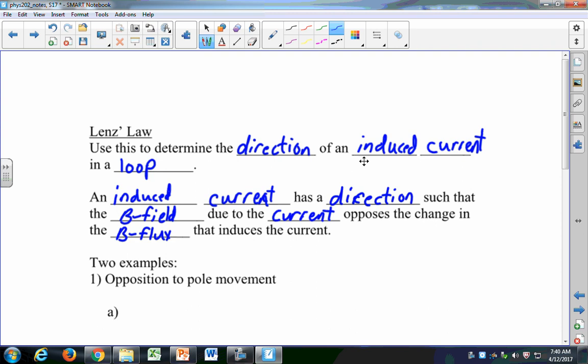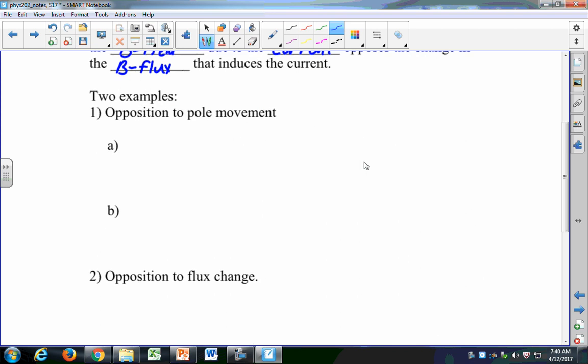But we basically have two examples. One is opposition to pole movement, and then the other is opposition to flux change. So let's say, for example, I have a loop of wire. And then over here, I have a magnet. I have a magnet that has a north pole, and it has a south pole. And I'm going to move this magnet in this direction. So I'll move it with a certain velocity in that direction.